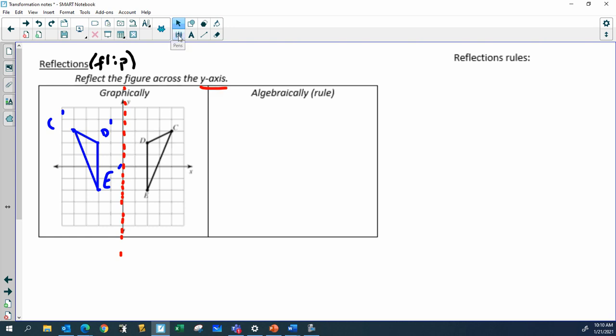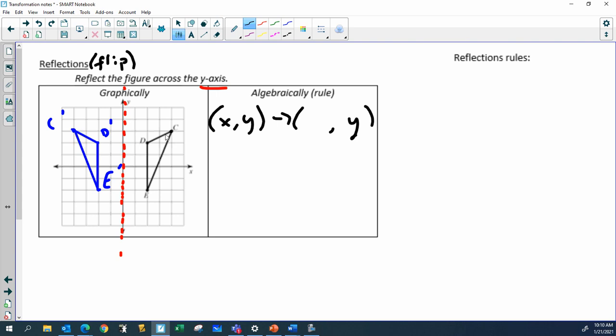Right, so the algebraic rules I'll go through quickly. These do not need to be memorized, at least in my class, and if you want to take screenshots or notes on this as you watch, that's fine as well. What you're going to notice is that if you reflect any point across the y-axis, your y value will stay the same. Notice C has the same y value as C prime. My x values will turn to the opposite. So this is the rule for a reflection across the y-axis.